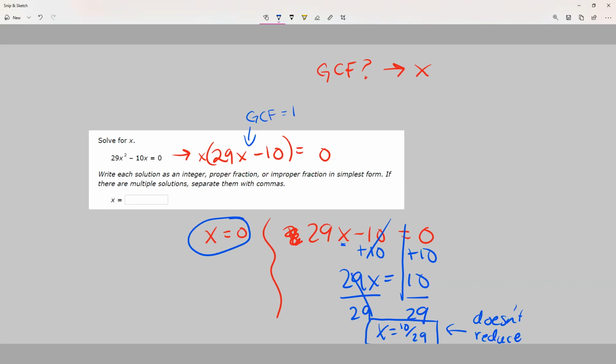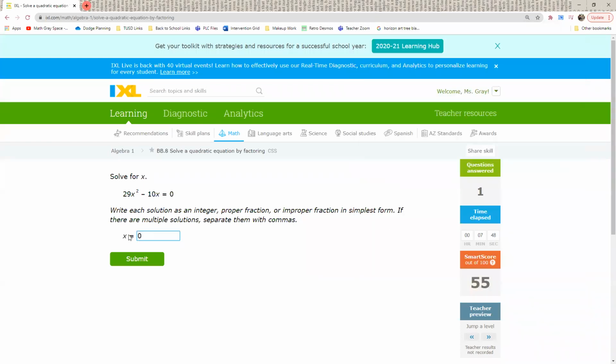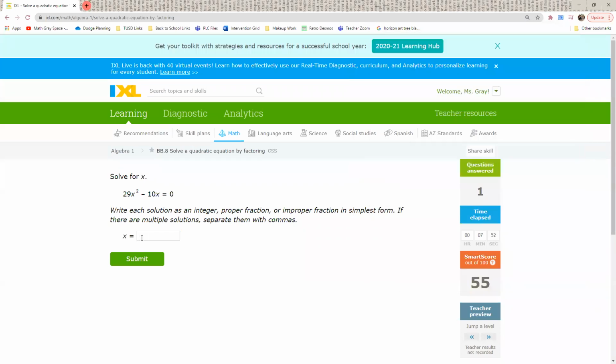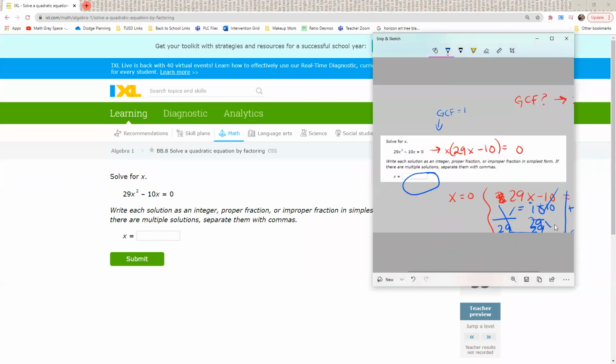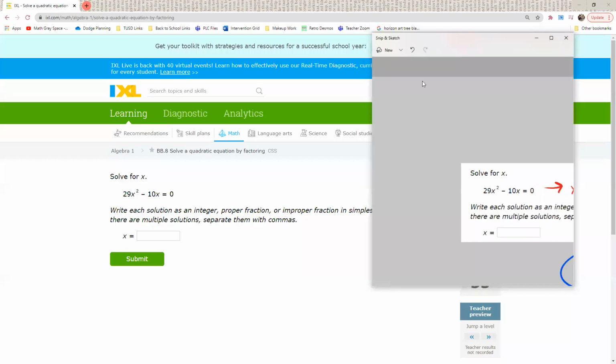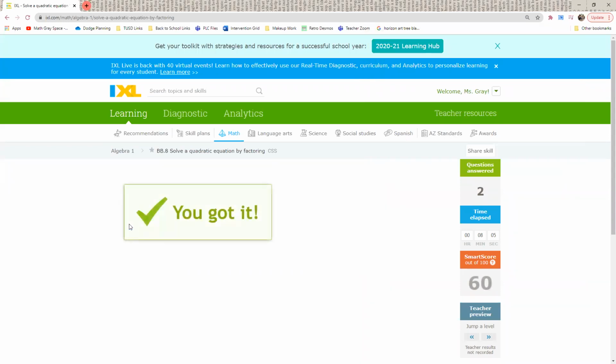So I'm going to go back then to the type in answers part and make sure 0. Oh, yeah, 0. Make sure I'm remembering what I'm doing. Sometimes I'm talking and then not even paying attention to what I'm writing down. 10 over 29. So 0 and 10 over 29, which I just type in as a fraction.